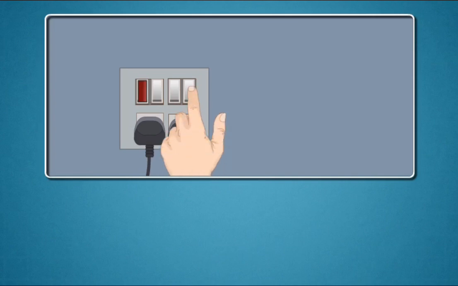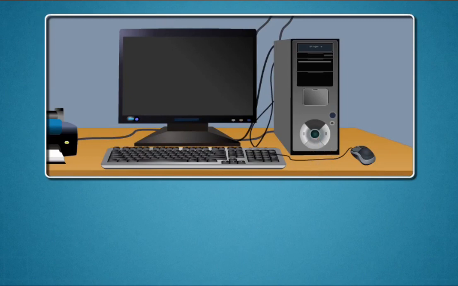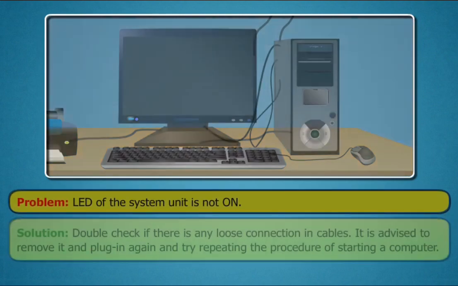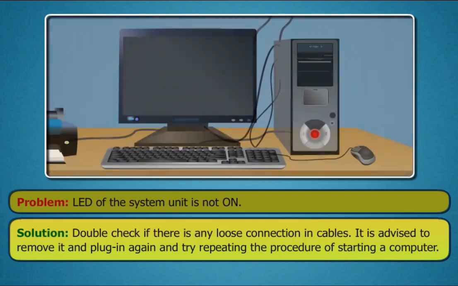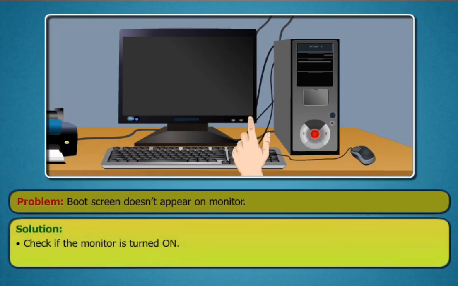We have switched on the power supply of the system unit and the monitor and pressed the power button on the system unit. Still, the LED of the system unit is not on and the system does not start. In this case, we need to double-check if there is any loose connection in the cables. It is advised to remove it and plug it in again and try repeating the procedure of starting a computer. After starting the computer, if the boot screen doesn't appear on the monitor, check if the monitor is turned on. Check the connection of the monitor or reconnect.